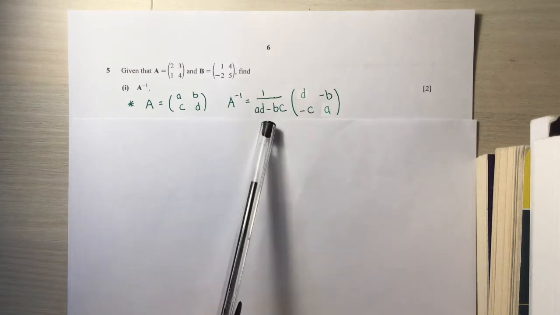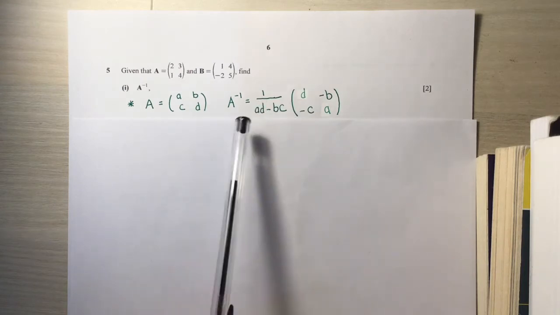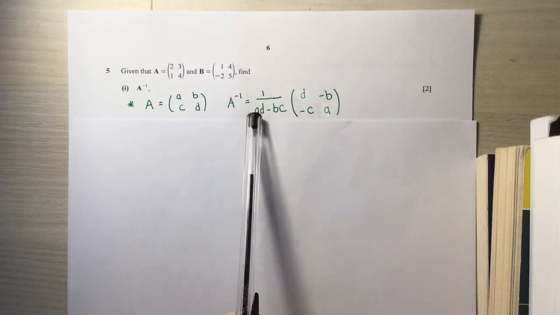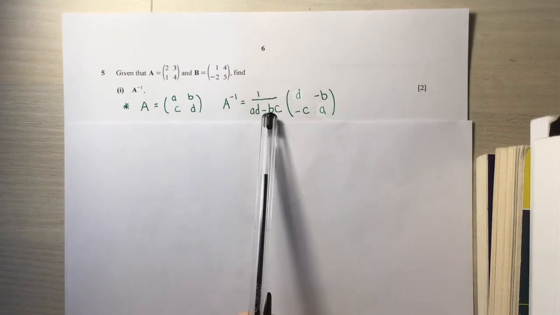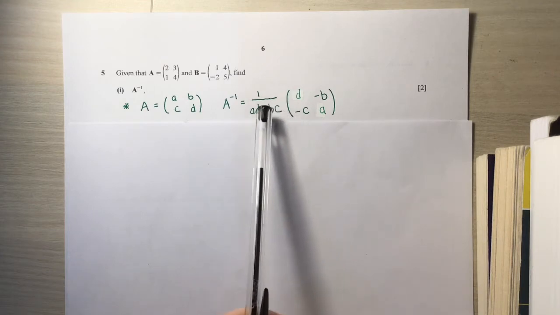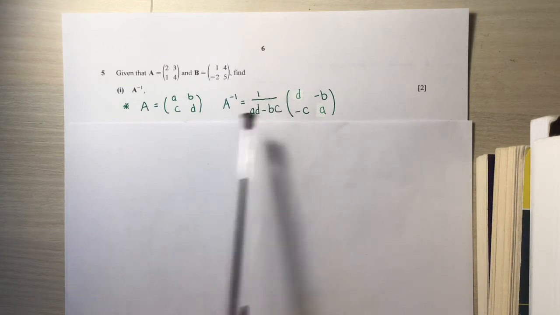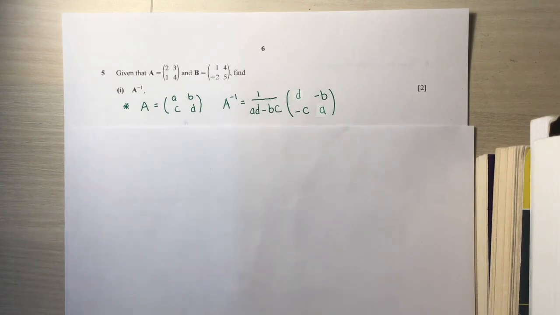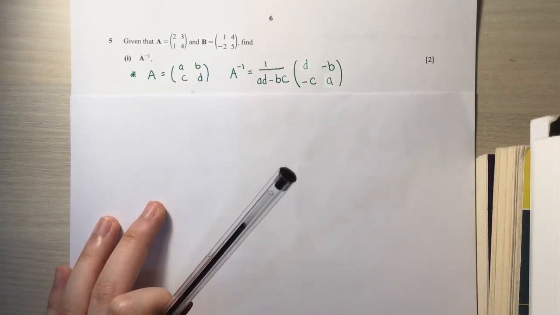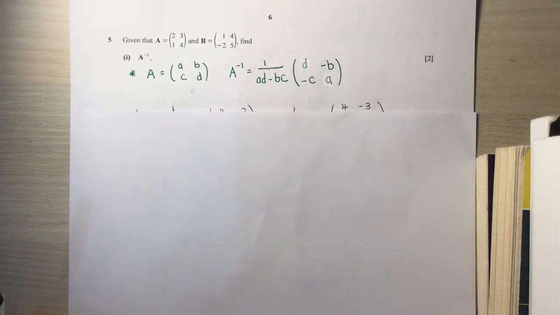But this is another part you have to be careful of. This is 1 over A multiplied by D, the numbers in these two positions, minus the product of the numbers at position C and B. Make sure you didn't make mistakes over here. Just press your calculator a few more times.